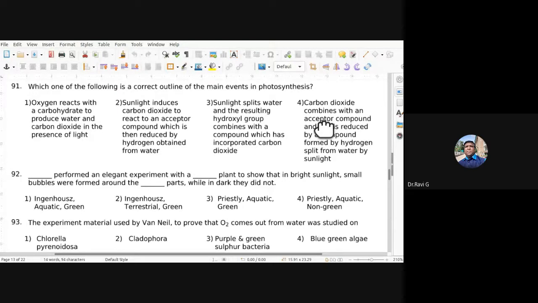Carbon dioxide combines with an acceptor compound, that is RuBP, and this is reduced by a compound. So how is this reduced? By NADPH2. And where is that NADPH2 formed? It is formed during non-cyclic photophosphorylation. So NADP becomes reduced by hydrogen split from water by sunlight. So this fourth statement is the correct statement to explain the main events in photosynthesis.